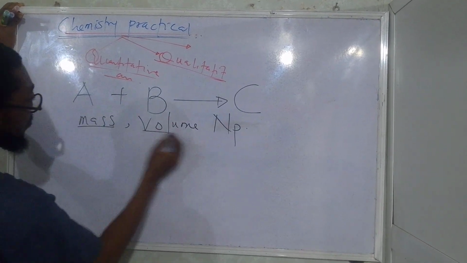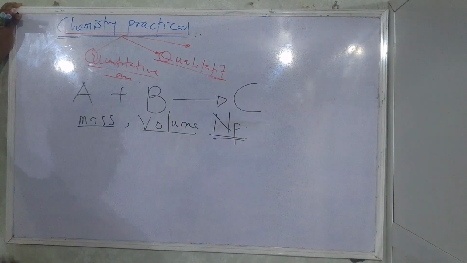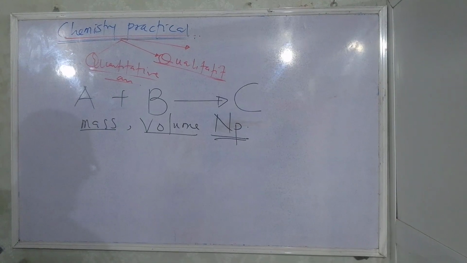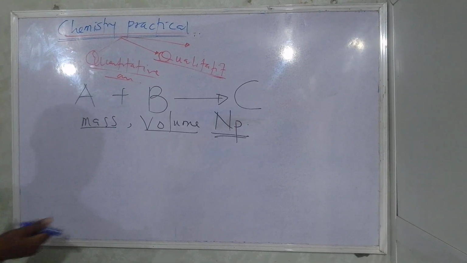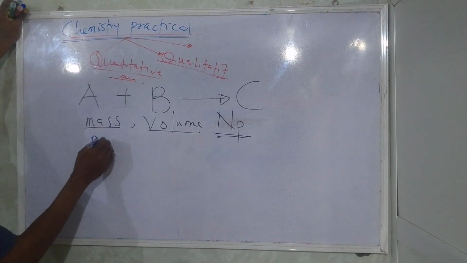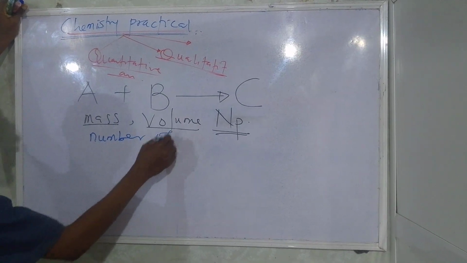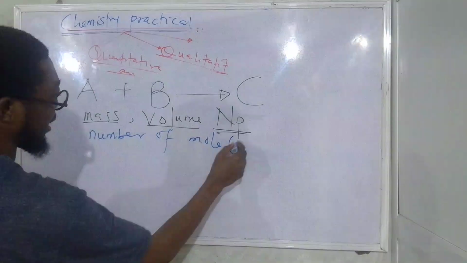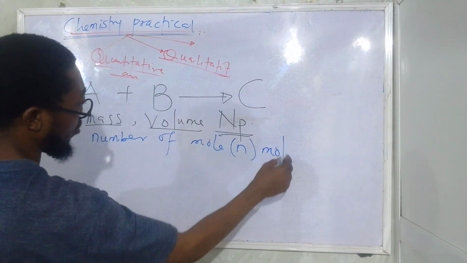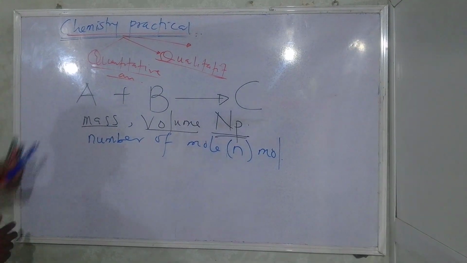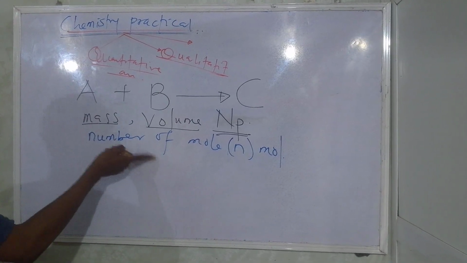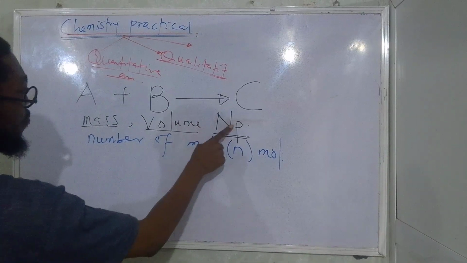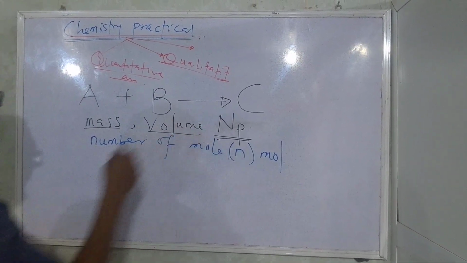Now, this mass, volume, and number of particles, they are not generally accepted by scientists. Scientists have formed another one which we all accept, and that one is the one we call number of mole. So the number of mole is there with symbol N, and it is measured as mol. We must be able to convert mass to mole and convert mole to mass, volume to mole and mole to volume, number of particles to mole and mole to number of particles.